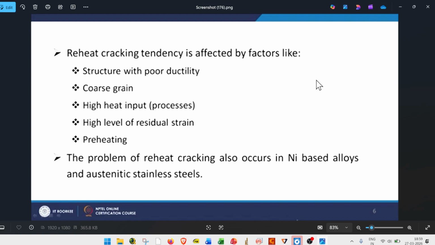Okay, if we give the preheating, then also there is enough time for carbide formation. That also results in reheat cracking. Okay, the problem of reheat cracking also occurs in nickel based alloys and austenitic stainless steel because of the tendency of chromium and these elements to form carbides.